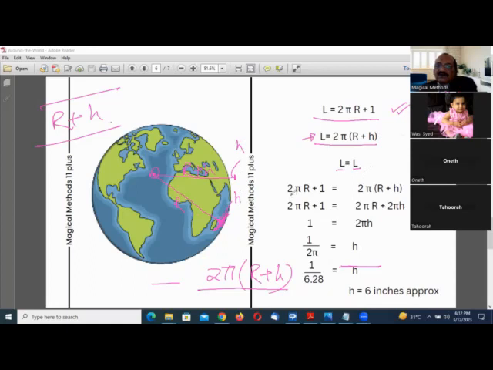So now what we are doing: 2 pi r plus 1 equals 2 pi times (r plus h). We will solve this. 2 pi r plus 1 is 2 pi r plus 2 pi h. 2 pi r and 2 pi r cancel out. So what is left? 1 is equal to 2 pi h. Now 1 over 2 pi is equal to h, or h equals 1 over 6.28. h is approximately 5.73 inches.